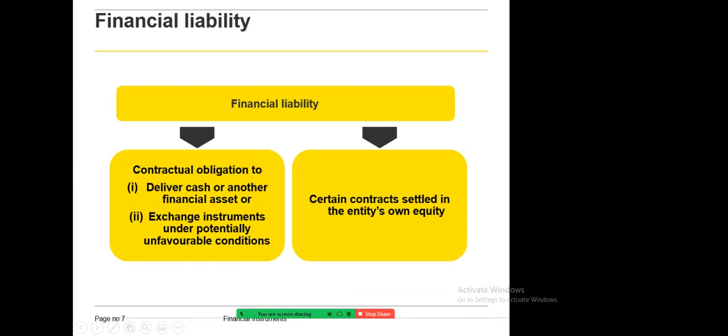Now let us understand what we mean by financial liability. It is the contractual obligation to deliver cash or another asset. So financial asset is basically the opposite of financial liability. Financial asset is where you have to receive cash or you have to receive the equity instrument from some other party. However, financial liability is when you have to pay cash or you have to issue equity shares to somebody. That is called your financial liability.